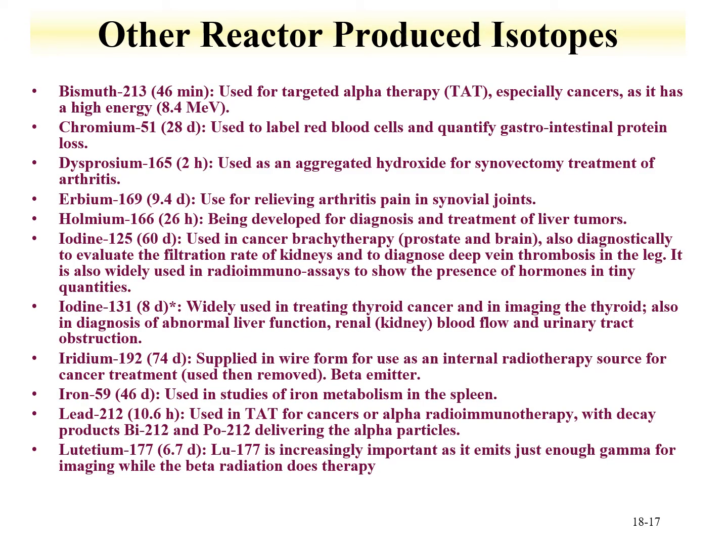Other reactor-produced isotopes are shown here. Bismuth-213, an alpha emitter, is also used for targeted alpha therapy. Dysprosium-165 is used for synovectomy treatment of arthritis. So as an aggregate or as a colloid, it can go into the joints of arthritis and treat the pain. Erbium-169 has similar properties. Iodine-131, as we discussed, is used particularly for thyroid. Lead-212 is used in targeted alpha therapy.